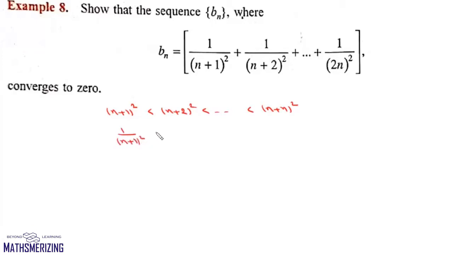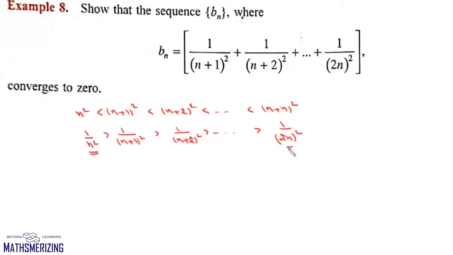(n plus 1) square will be greater than 1 upon (n plus 2) square and it will be greater than 1 upon (2n) square. Now what we'll also do is we'll also write that (n plus 1) square is greater than n square, so it will be less than 1 upon n square.